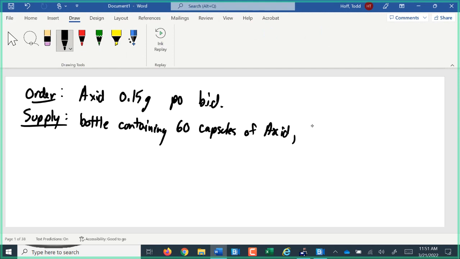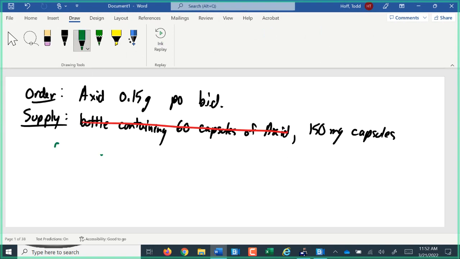For Axid, it is 150 milligram capsules. So when we look at this, and this is one of the things that's going to be the toughest part in most realistic medical applications, there tends to be more information than what we need. If you look at the label of any bottle of medication, you see stuff that really doesn't play into the dosage. Here, 60 capsules. We don't care how many capsules are in the bottle. We care what each capsule represents.